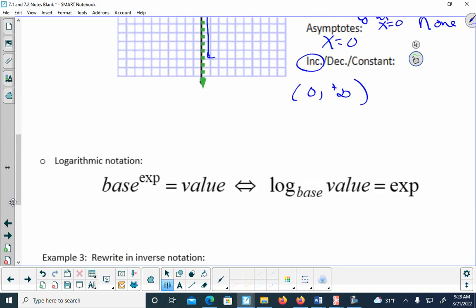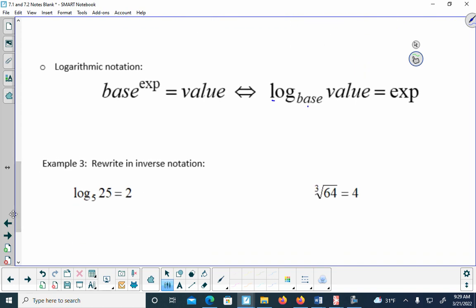Before, we had the base raised to the exponent equal to the value. Now remember they're going to switch places, so now I'm going to have log base, value, exponent. This one says rewrite in inverse notation, in other words, rewrite as an exponential function. So this is my base 5. This 2 is my exponent, and it's equal to 25.